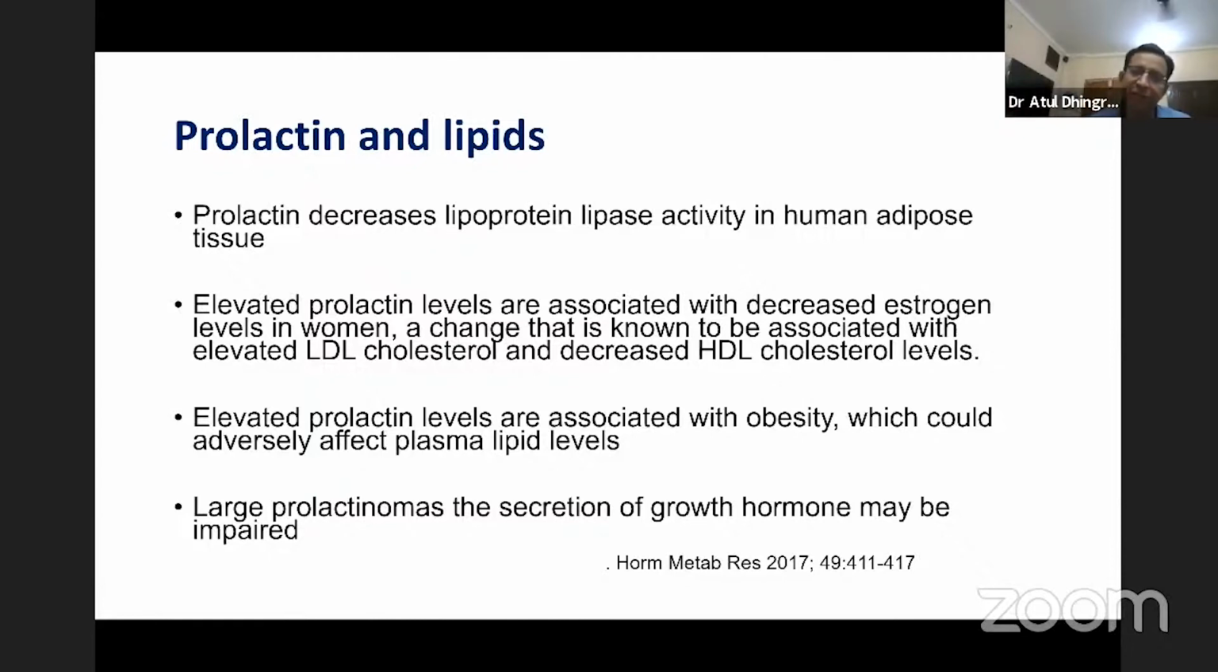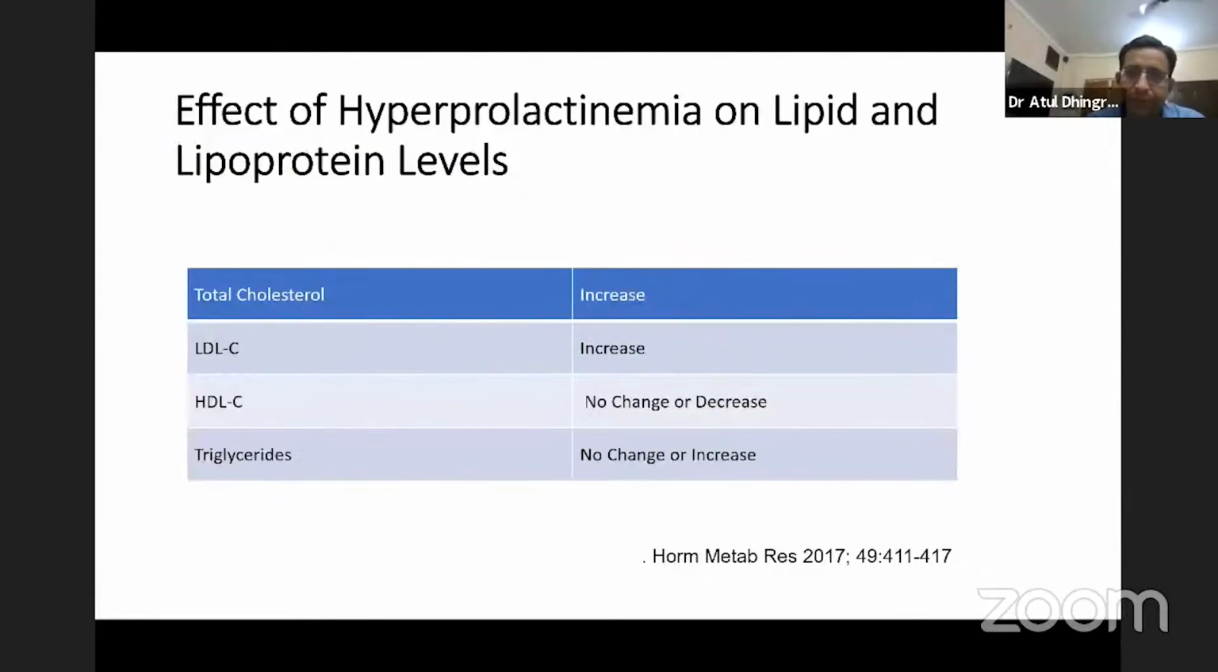Many of our PCOS patients, when we get their routine profile done, we see that they not only have elevated insulin levels, but also some of these patients have elevated prolactin levels as well. So this again adversely affects plasma lipid levels. In very large prolactinomas, the secretion of growth hormone is also impaired, and I'll be showing you in the next few slides how growth hormone deficiency also leads to dyslipidemia, and probably this is also one of the mechanisms with which hyperprolactinemia leads to dyslipidemia.